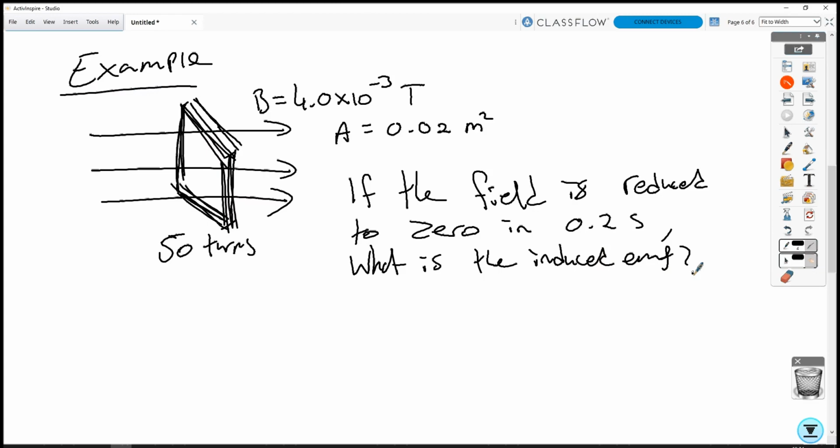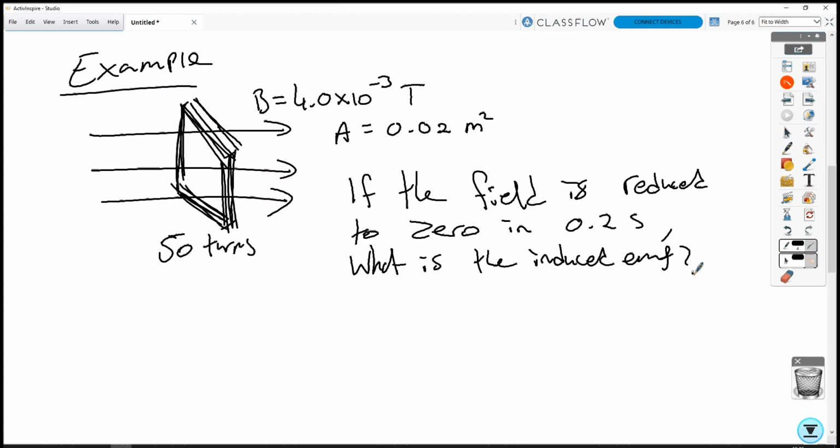You can pause the video here to try the question and resume the video when you're ready to see the solutions. So when you say if the field is reduced to zero, do you mean like rotate the 50 turns to make... Doesn't matter.